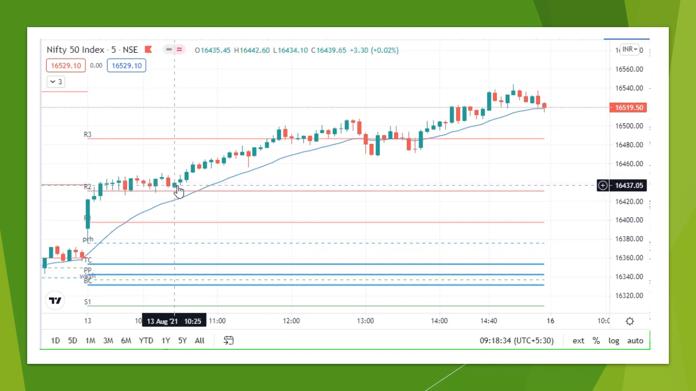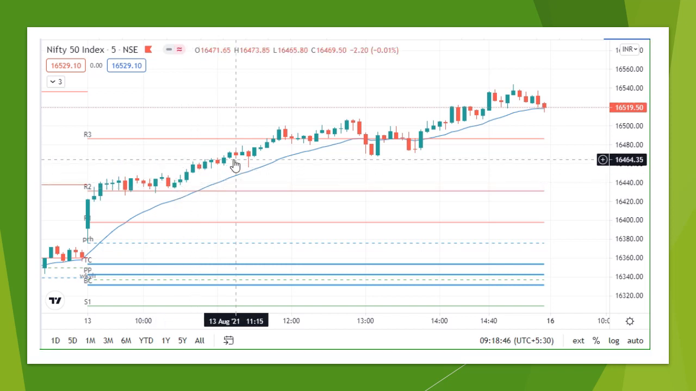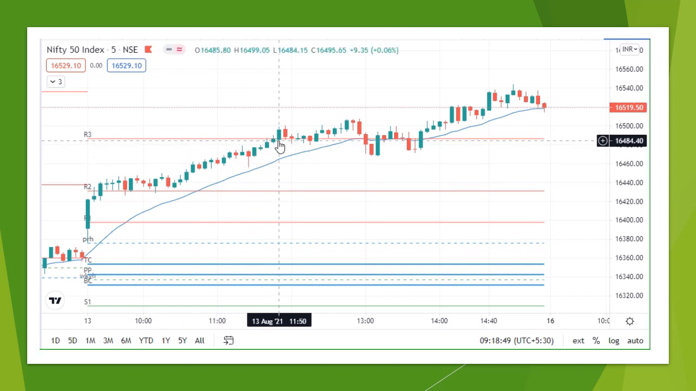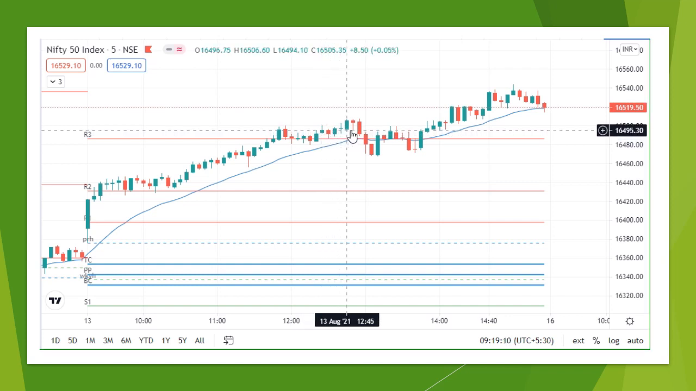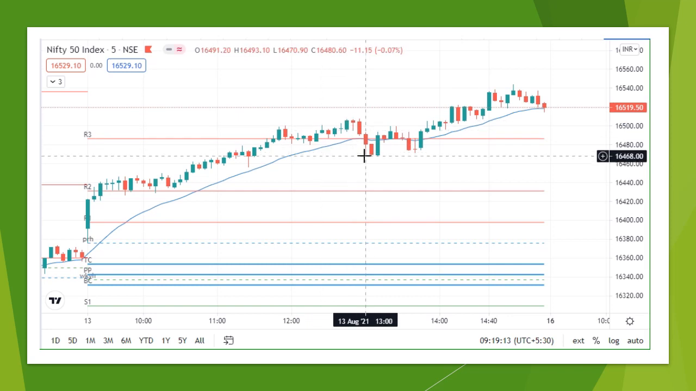Now after this acted as support, since buyers are high in the market for today, it started moving again in the further direction. While moving here, it tried breaking R3, but the body did not close above R3. Here it just opened below R3 and the body totally closed above R3, and it sustained here.